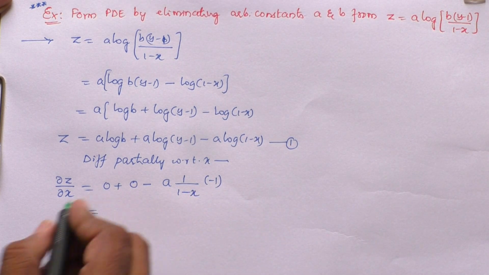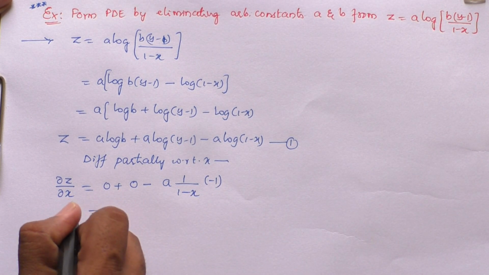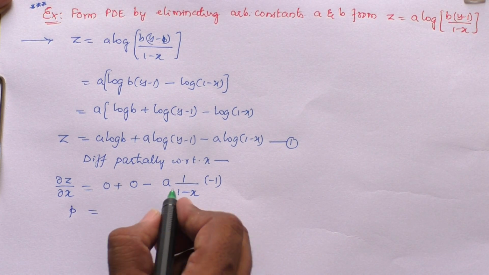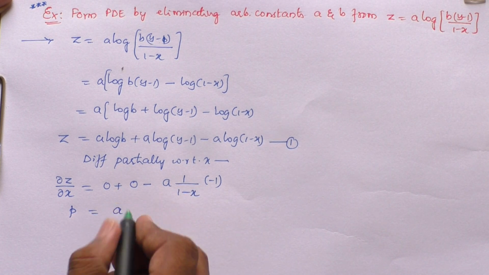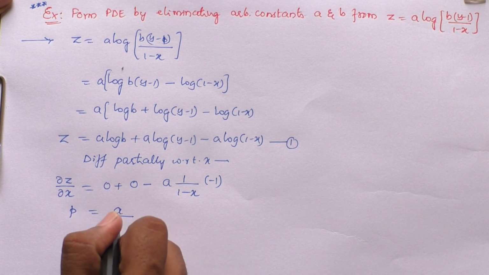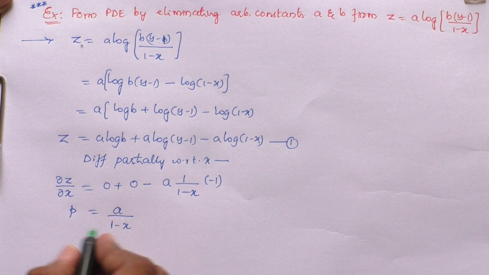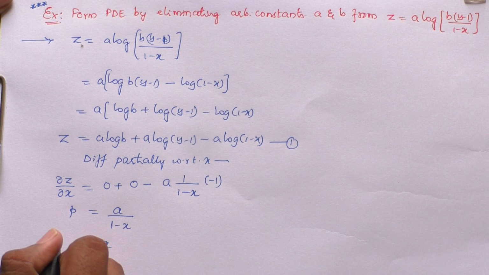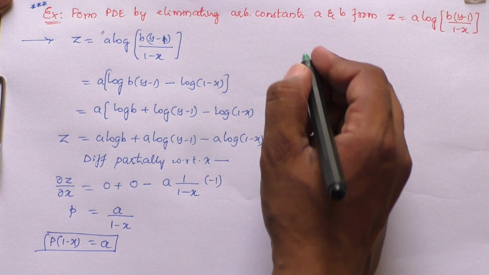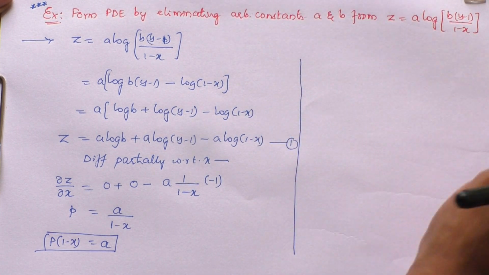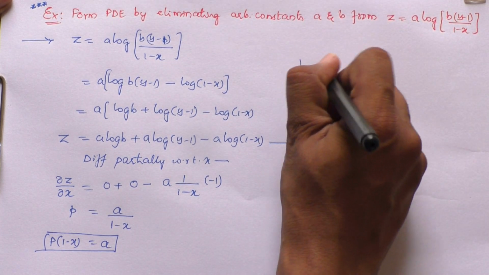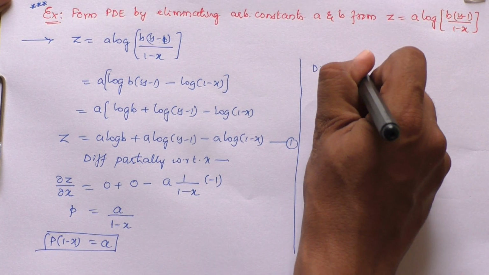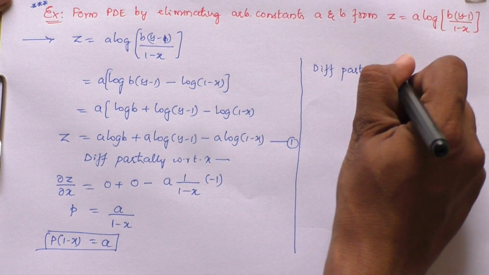So here this is ∂z/∂x, which by notation we take as p. So here we get minus of minus 1, a divided by (1 minus x). So take (1 minus x) this side, so a equals p into (1 minus x). So this is the expression we got for the arbitrary constant a. In the same way, let us go for differentiation with respect to y. So differentiate partially with respect to y.